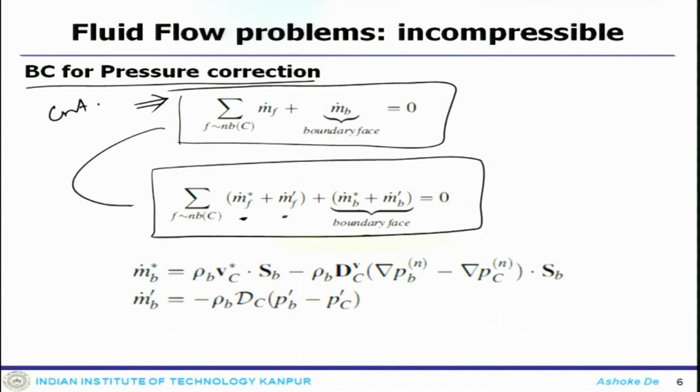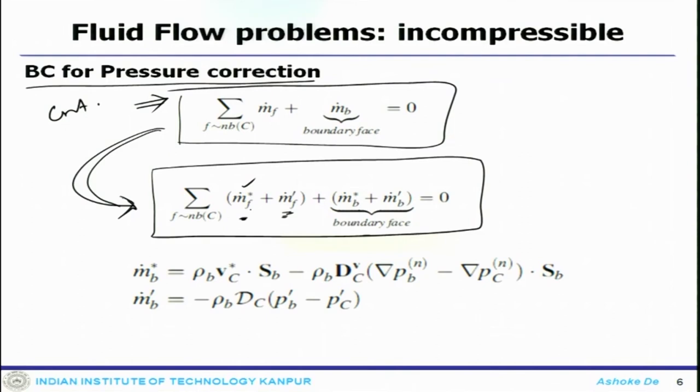So, this is what it actually gets you. Now, once you have this condition, then you know this mass flow rate, the star condition is calculated intermediately during the process of the iteration, and this prime is the correction. When the solution converges, these corrections become 0, so the stars become the solution.